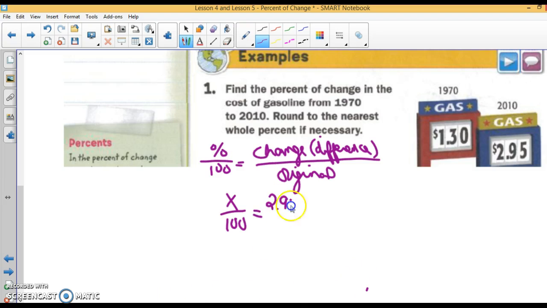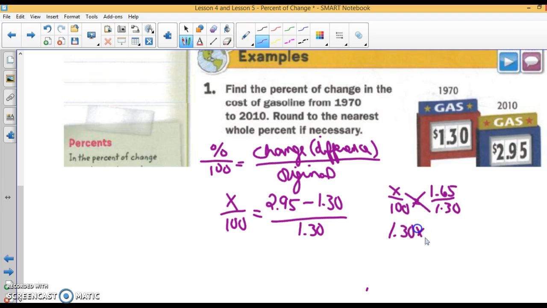So, 295 minus 130 over. What is the original? It started at 130. So, when we do this, we will have x over 100 equals, when I subtract here, I get $1.65. That's how much it went up, over 130. Cross multiply. Then 130x equals 165. Divide both sides by 130. And I get x is 127%. Remember, we're looking for percent. And it's an increase.